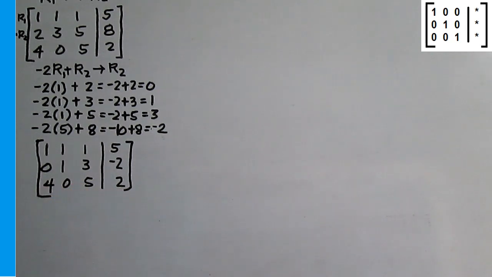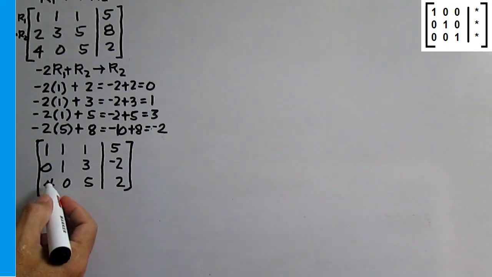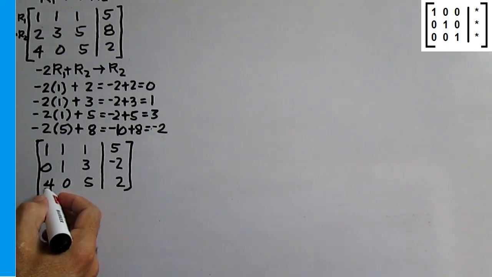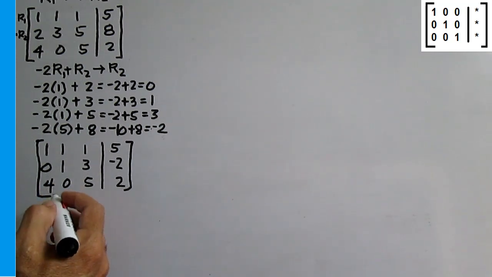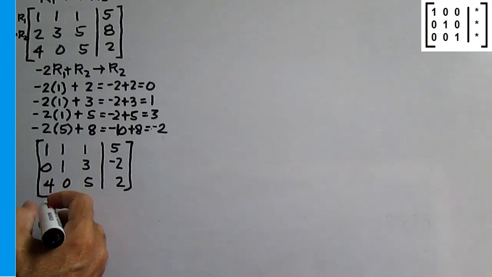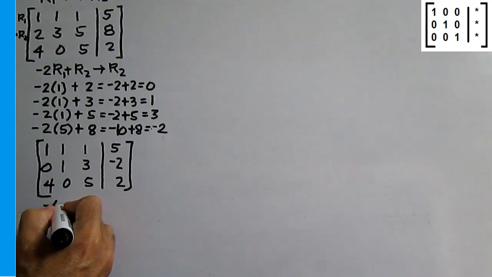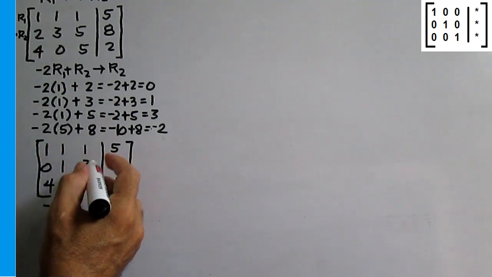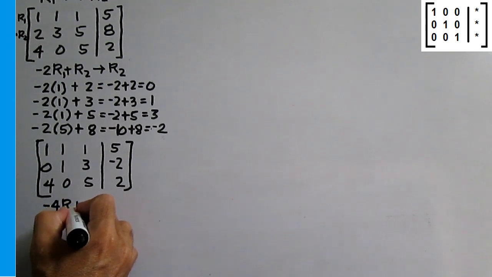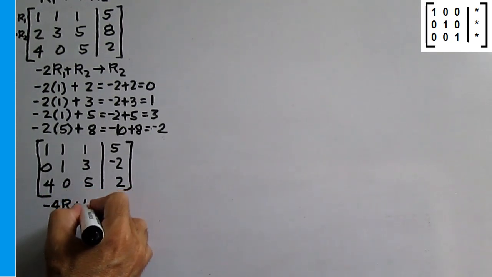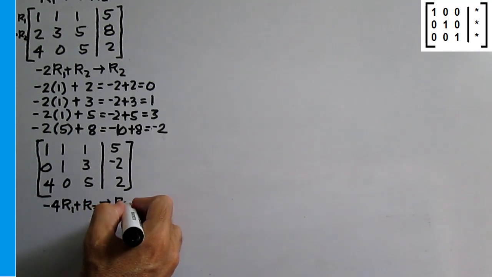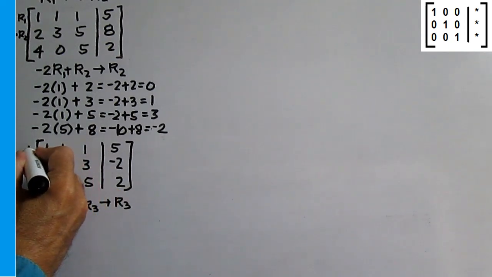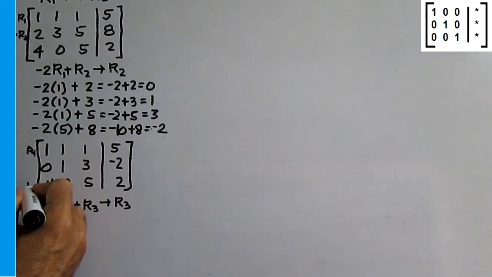To make row 3 column 1 equal to 0, add its opposite. The opposite of 4 is negative 4. Multiply negative 4 to row 1 and add to row 3. Negative 4 times row 1 plus row 3 to replace row 3. This is our row 1 and this is our row 3.